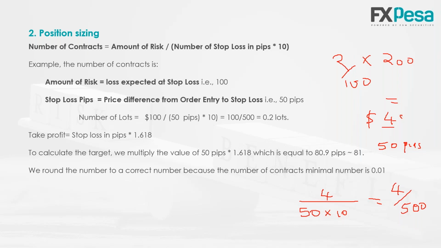It is 4 divided by 500, 0.008, right? So how much is this? You know we don't have a 0.008, but we have a 0.01. So you have to round this one off to 0.01. That is the lot size that you have to put in your trade, all right?